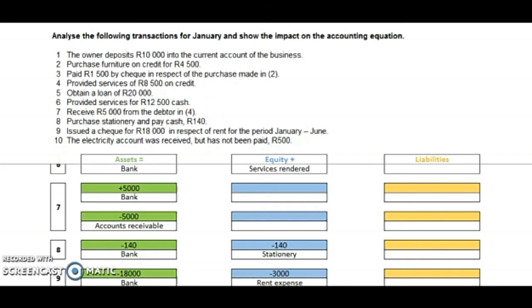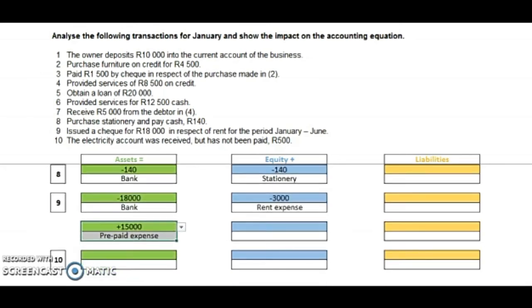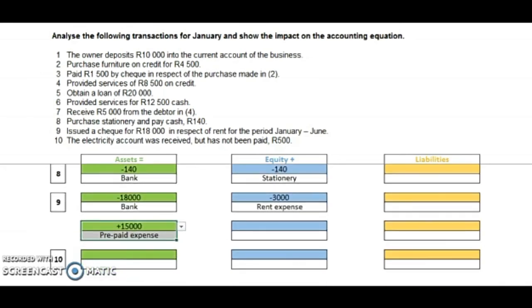In 10, the electricity account was received but not paid. Electricity was used and therefore the expense should be recognized, and expenses decrease equity. And therefore there is a decrease in equity of 500 Rand. There was no payment, but there is an obligation to pay. Liabilities should thus be increased by 500 Rand, and the liability account is accrued expenses.